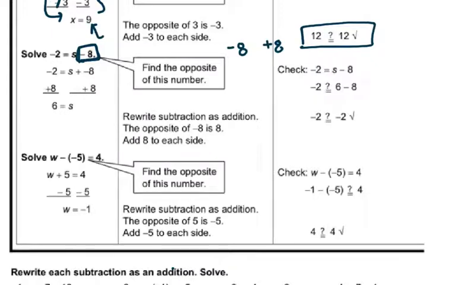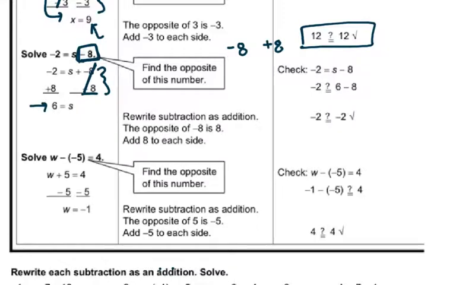So negative 8 plus 8 is going to equal 0. So we get rid of that. S now equals, what is negative 2 plus 8? Because what you do to one side has to be done to the other side. Negative 2 plus 8 is 6. Bingo.